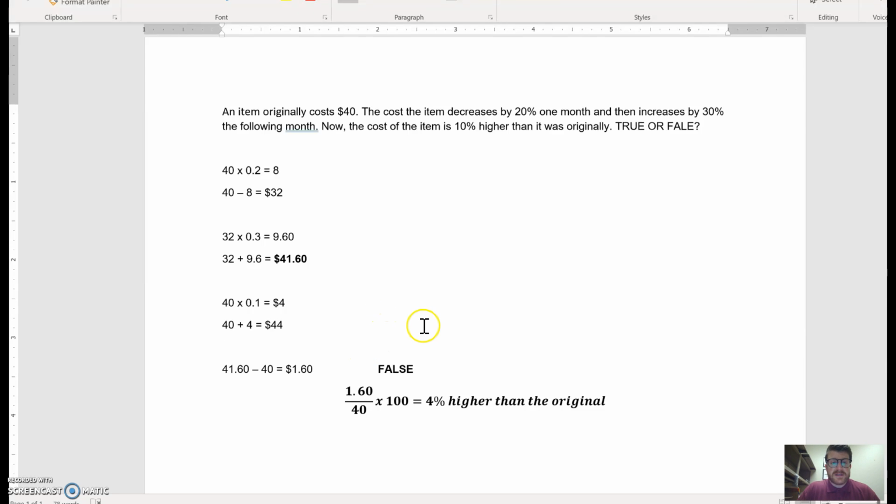I hope that made sense. It's basically, you just have to take into account the fact that the baseline is changing.